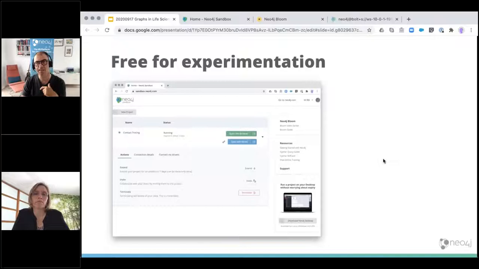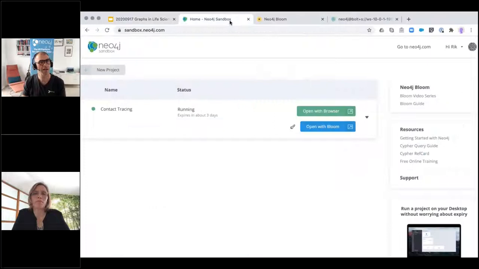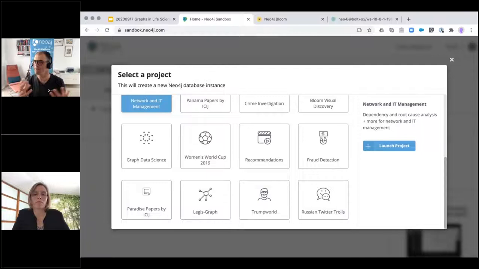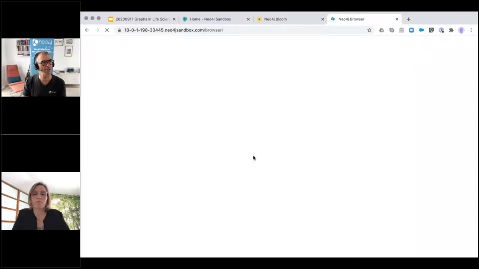But I would really encourage you to take a look at this yourself. I've actually just spun this up this afternoon myself. If you go to sandbox.neo4j.com, you can choose a new project, and you can spin up a contact tracing database yourself, a sample contact tracing database, and you can just take it for a spin and see what it does. So if I open this over here in my Neo4j browser.